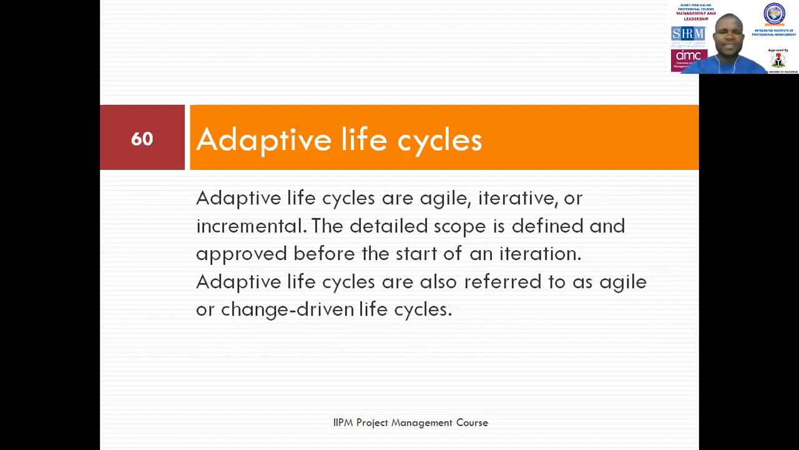Then you have the adaptive life cycle. Just as the name says, adaptive means it's easy for this life cycle to manage change. Adaptive life cycles are agile, iterative, or incremental. The detailed scope is defined and approved before the start of an iteration. Adaptive life cycles are also referred to as agile or change-driven life cycles.